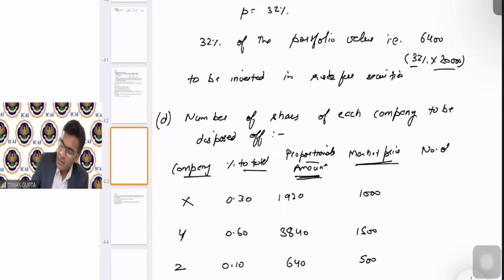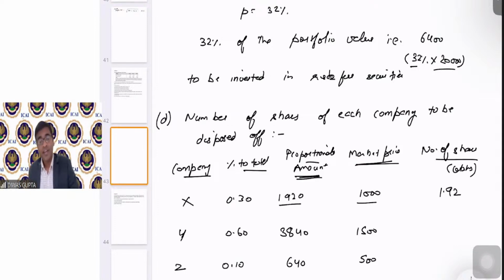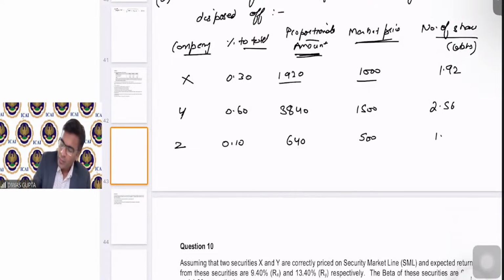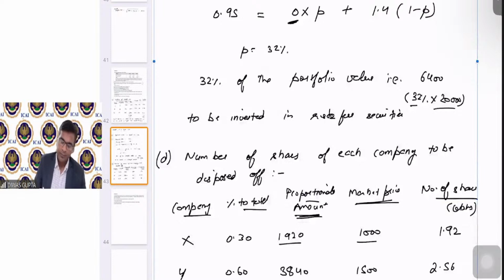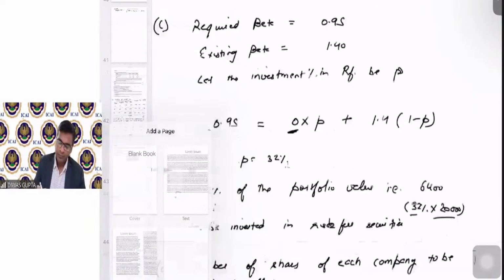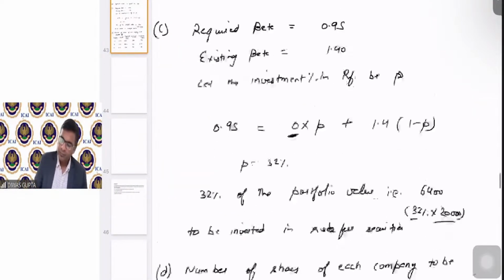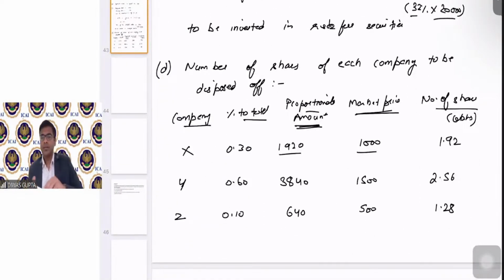Hence the number of shares will be 1920 divided by 1,000, right? Which is 1.92. This will come in lakhs. So 1.92 lakhs shares of X Limited has to be sold. Then 2.56 lakhs of Y Limited shares has to be sold. And lastly, 1.28 lakhs of Z has to be sold. Yes, students.